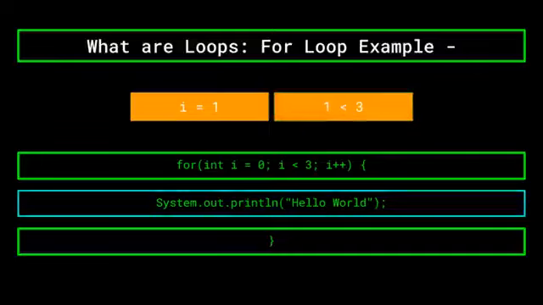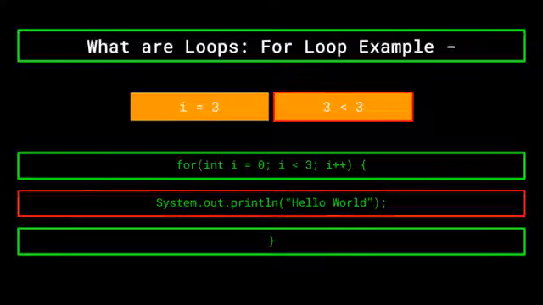Finally, we add 1 to it once again, and it becomes 3. 3 is not less than 3 though, it is equal to 3, and so we don't enter the loop and it terminates, moving on to the next segment of code. This is a simple example, but you can extrapolate it across programming to fit your needs.